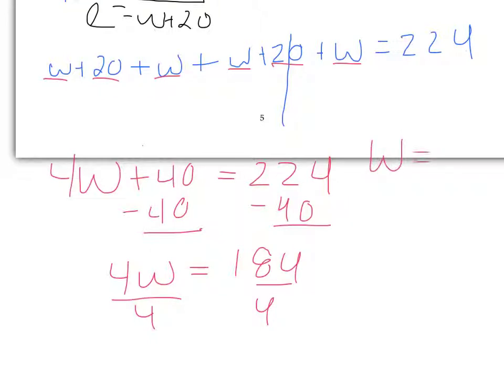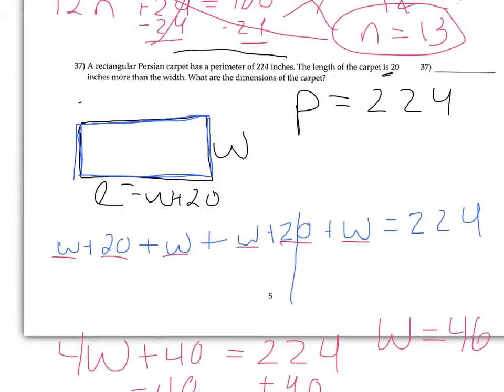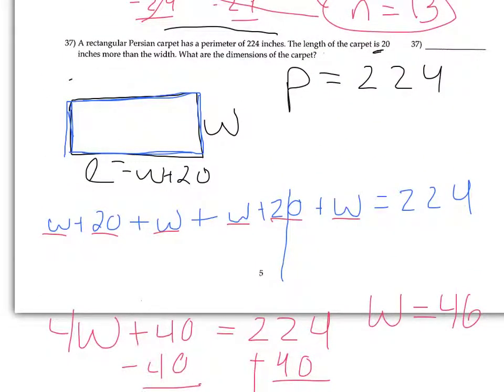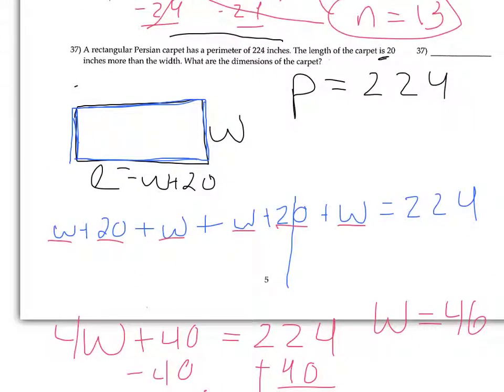We get the width equals 46. Okay, so let's look back. We didn't get the drag thing. Okay, so the width equals 46. Now, we want to find the dimensions. We found the width is 46.